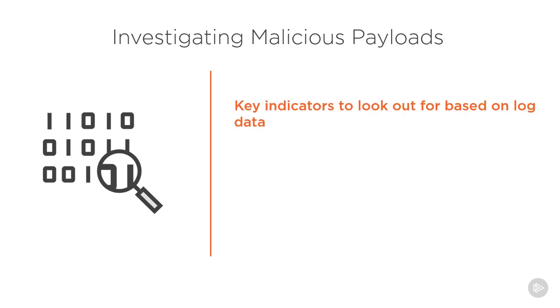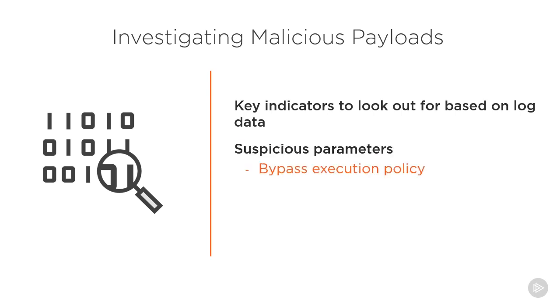Now that we know where to get the required information, it's time to learn what exactly to look for. And there are some key indicators to look out for based on the log data collected. The first category are suspicious parameters. A good example here is a bypass in the execution policy, although some admins might be guilty of using this as well. Passing a large payload to a PowerShell command will create very lengthy commands, which can be used as an indicator.